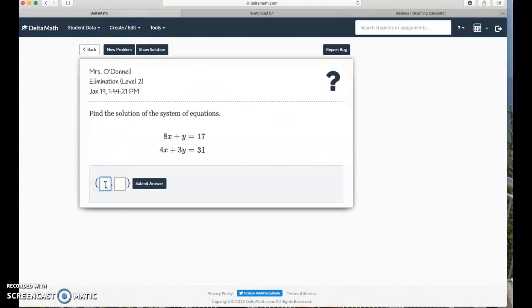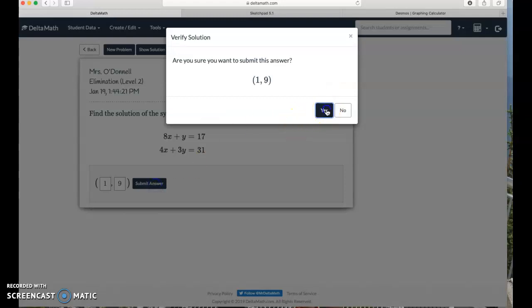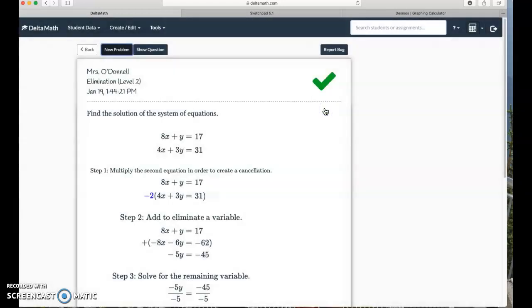So let's come back over here. 1, 9, submit. Yes. All right. Good deal. And that is solving by elimination level 2.